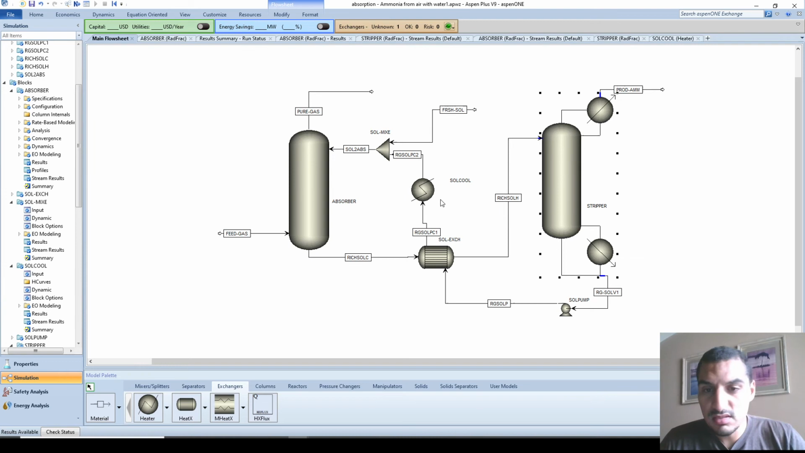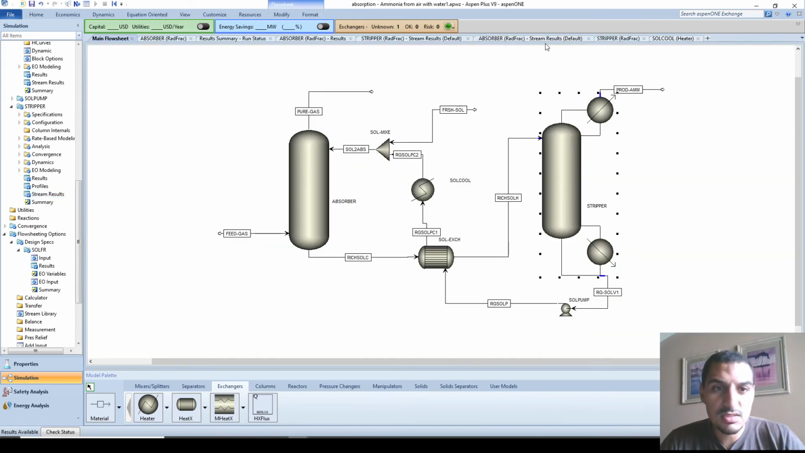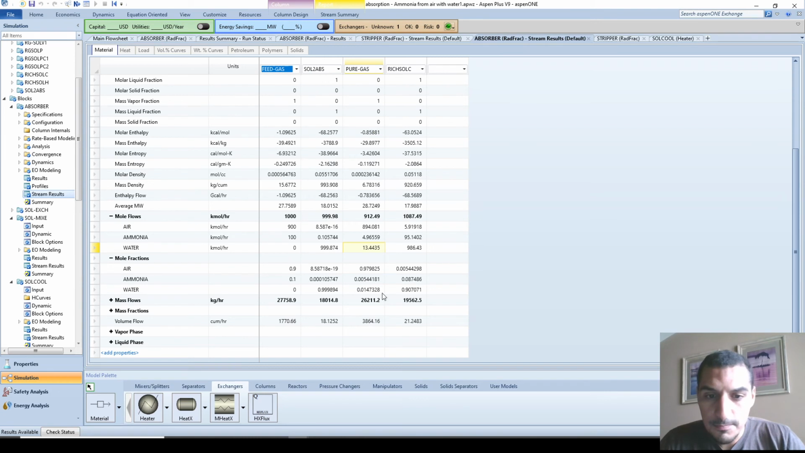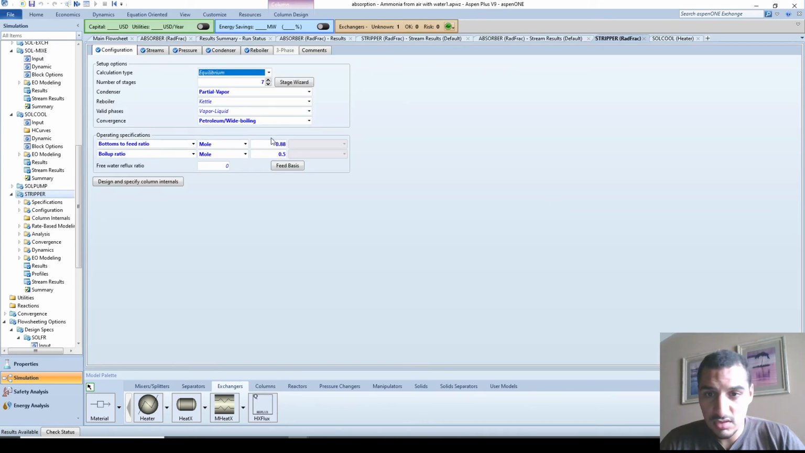And now back to the column. Let's take a look at the stripper's stream results. The air is 95 and 5 air, and all the air and the ammonia with 25 kilomoles per hour of water are lost. This is a little higher than what we used to lose, and this is because of the spec. Let's take a look at the stream results before. Because we put the spec as 0.88 of the bottoms to feed ratio, we can make it higher so that we can reduce the amount of the ammonia or the water loss.